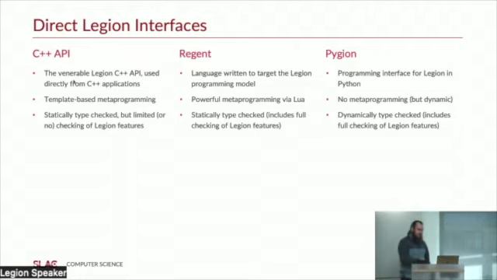If you're in any of these direct interfaces, we have dynamic checks for all the rules. Legion is a system where you have to follow certain rules. We do dynamically check those things for you, but there's no static checking.